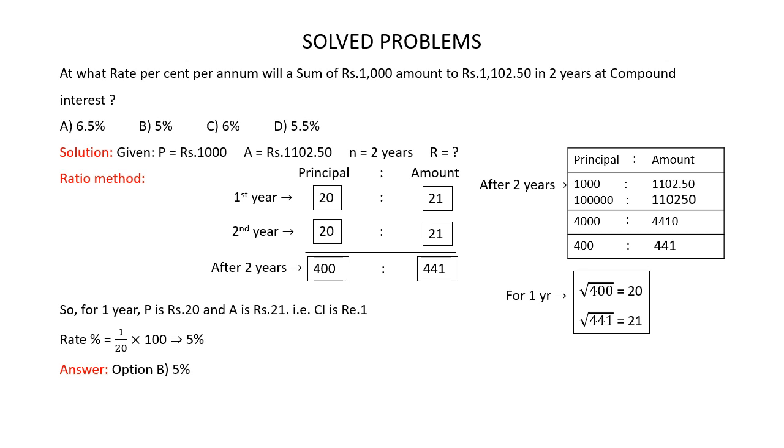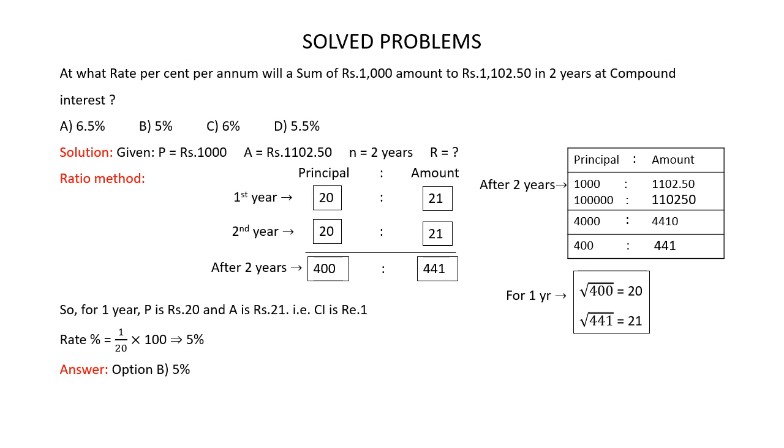Now here it's given that principal is rupees 1000. Amount is rupees 1102.50. Time is given as 2 years and we are asked to find the rate of interest. Now, since time is given as 2 years, it means that the principal and the amount after 2 years have to be perfect squares.